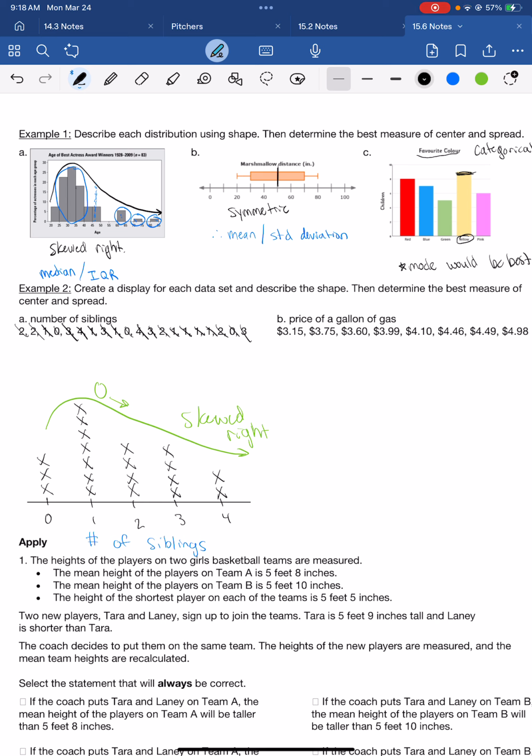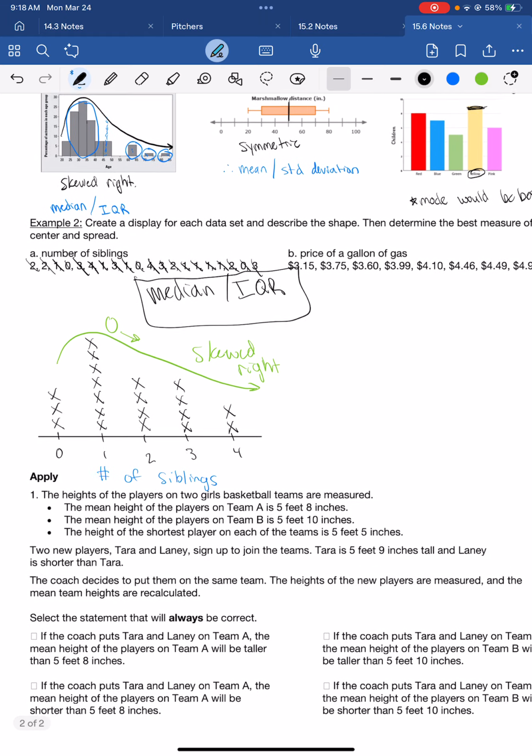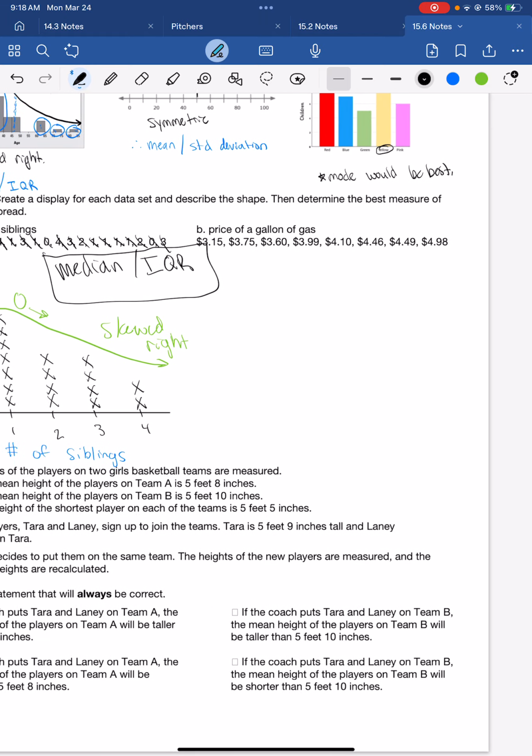If our data is skewed, what are we going to use to describe a center and spread? Well, whenever it's skewed, we are going to use median to avoid the outliers, and with median, we use IQR. All right, moving right along.